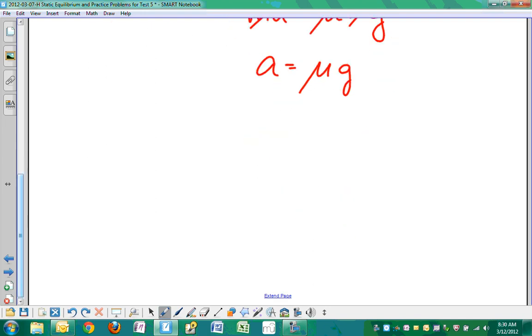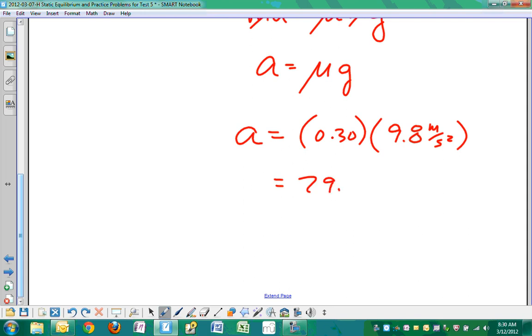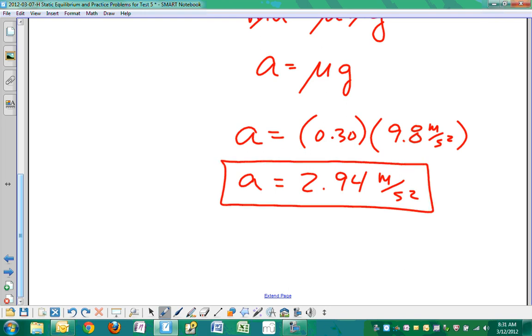All right, so if you want numbers for that, that's 0.30 times 9.8 meters per second squared is equal to 29.4 meters per second squared, right? Yeah, that's what I meant. Just an order of magnitude, two mistakes, one day: 2.94 meters per second squared. All right. Okay. Cool. That answer your question? Yeah.